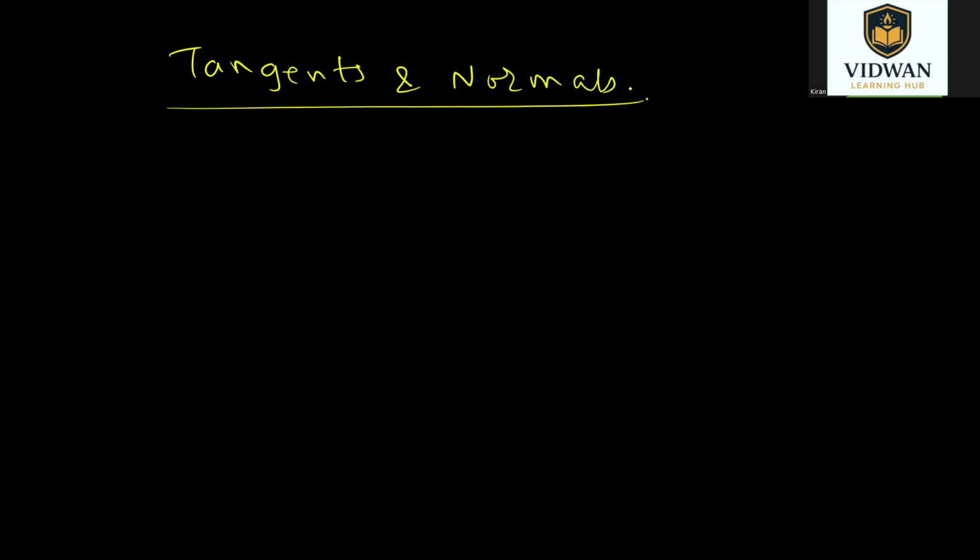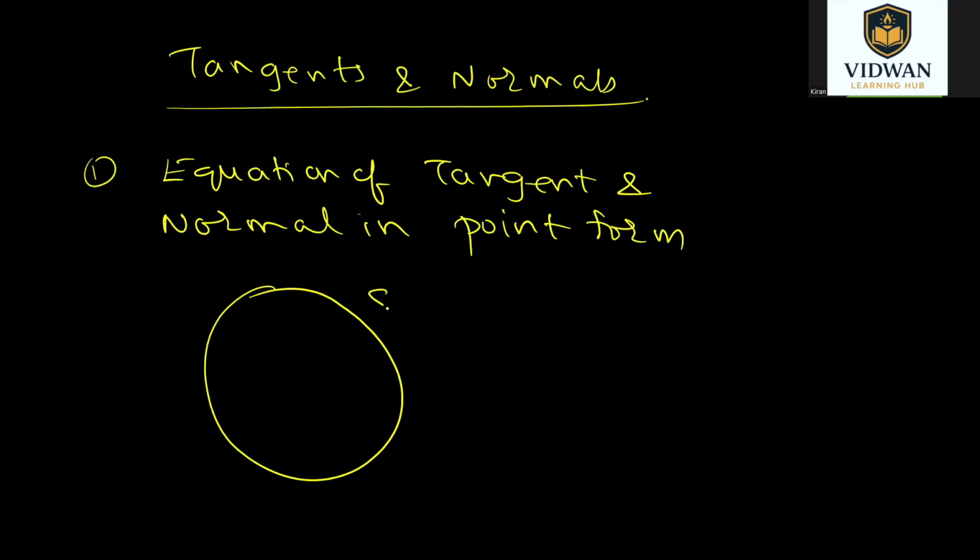So then after this we have tangents and normals. We just need to find their equations. So the first result is equation of tangent and normal in point form. If you are given a circle equation as S equal to 0 and a point on it as (x1, y1), and you are asked to find the tangent equation, then the formula is S1 equal to 0 for that.